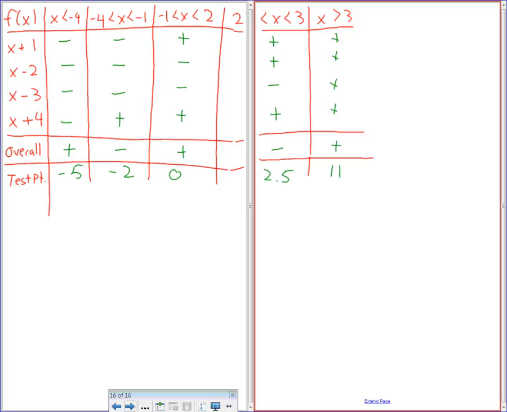Just to point out too, understanding when these functions are positive and negative goes a really long way. Not just here, but when you take calculus and other things. Looking at when functions are positive and negative is one of the biggest things you can do.